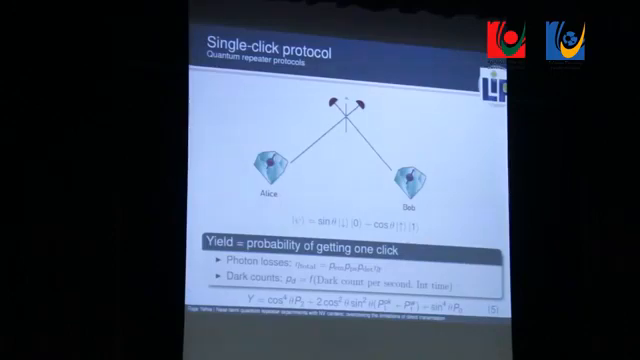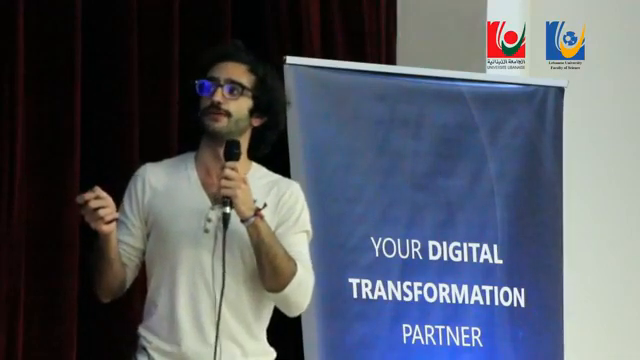I first calculate the yield. So I will use the formula that I showed earlier. The rate is the yield times the secret key fraction. So every time I have to calculate the yield and the secret key fraction. To get the yield, I just have to look at the probability of getting one click in the middle. So you have to look at all the probabilities that you can have one click at one of the detectors. For example, if no photon is sent, but you have a dark count at the detector, then you will have one click, but actually you don't have entanglement.